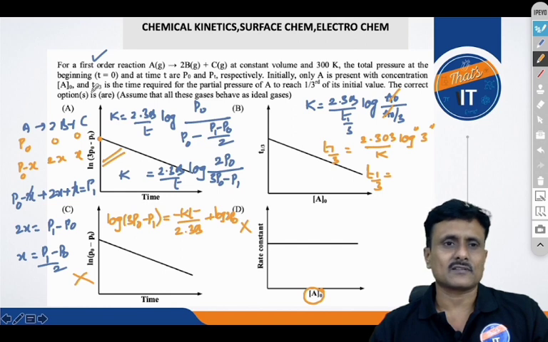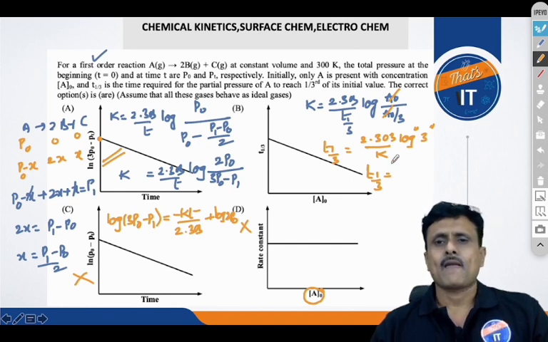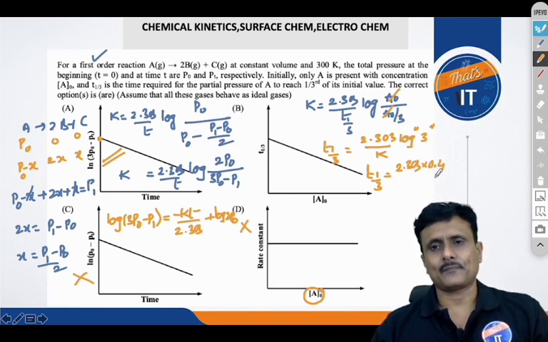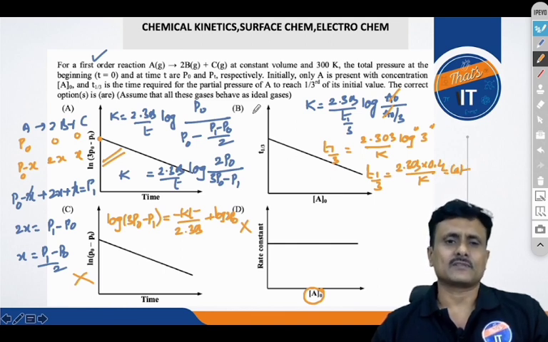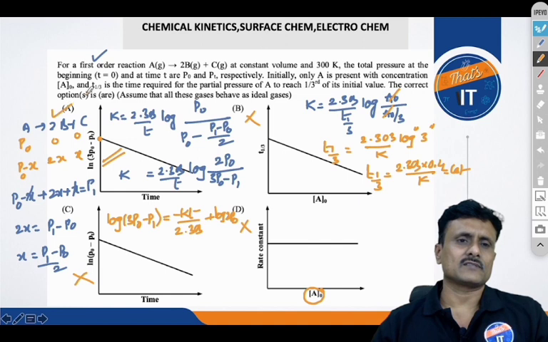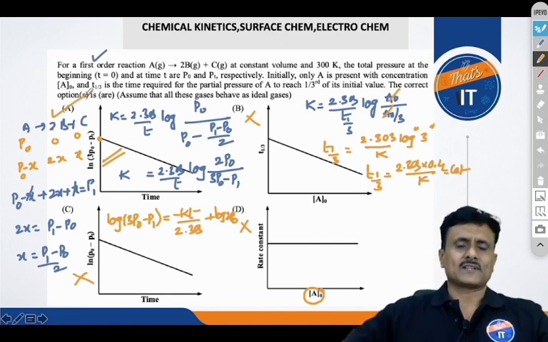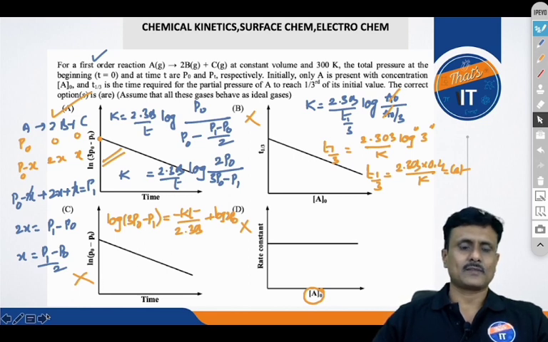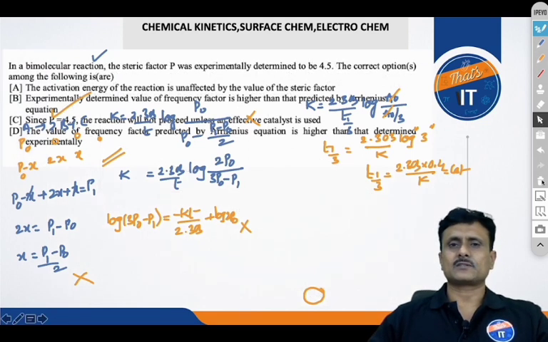If A is present, concentration at A naught. So you got 2.303 by k, that is log 3. Log 3 is 0.4, that is equal to constant. So it is independent of concentration. So this B is also ruled out for this question. Right answer is option A. Okay. Let's check the next one.